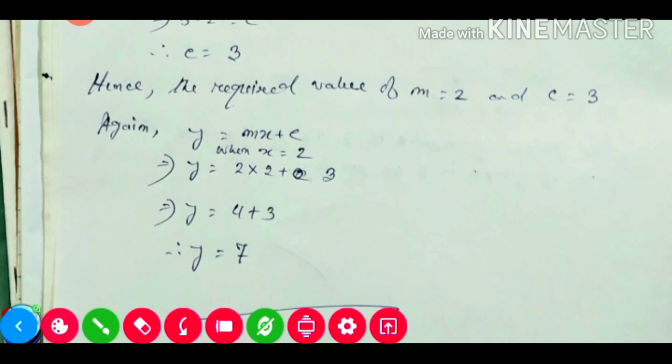So this exercise is finished, along with this chapter also finished. Next day we will start one new chapter.